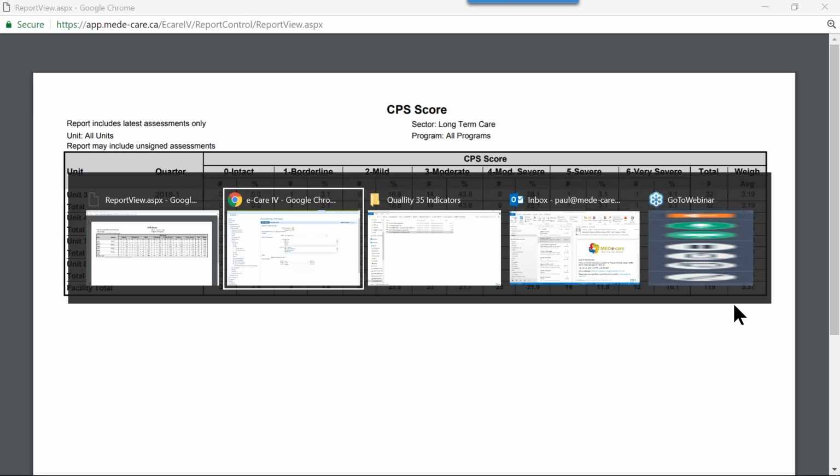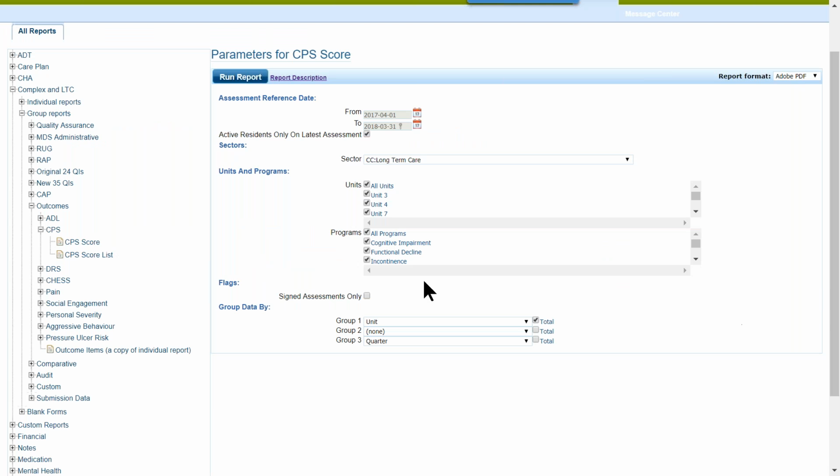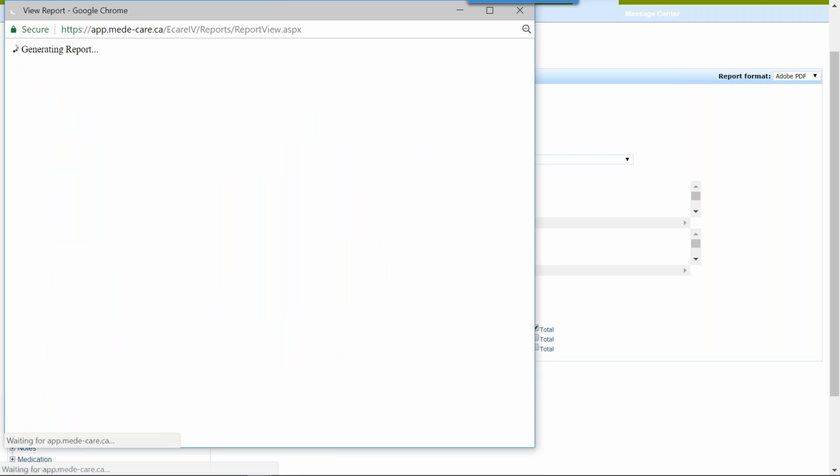Now, obviously, once again, just finally, I'm going to run one more report, and that's the list. And we're going to leave all of this exactly the same. You can exclude people who have a 0 cognitive performance score, but I'm going to leave them in. I'm going to keep all this identical. And then we want to run the report.